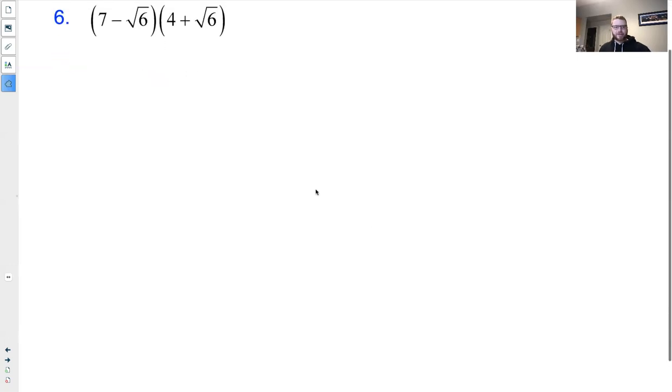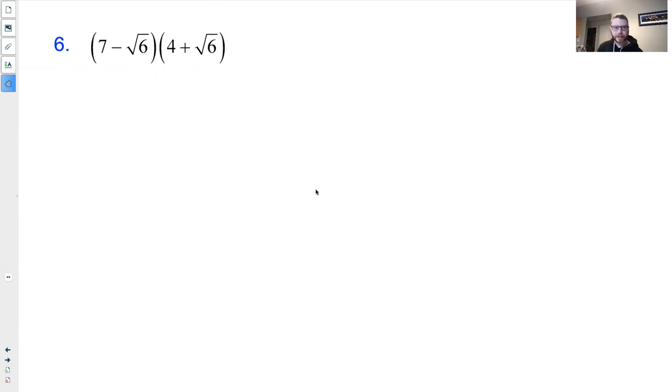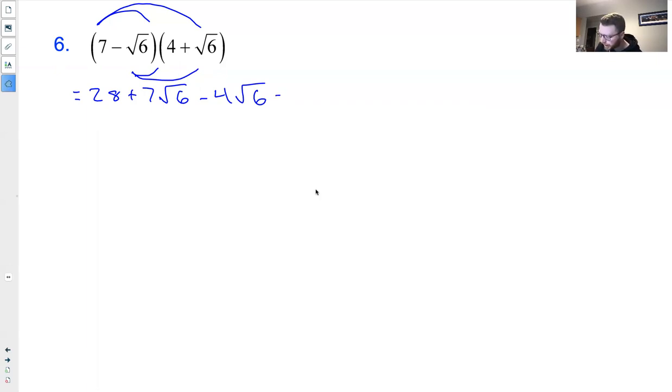So note that we have 2 terms in the first bracket and 2 terms in the second bracket. So we will use FOIL here. So 7 times 4 is equal to 28 plus 7 root 6. And then for my second term, I will have negative 4 root 6 and negative root 6 multiplied by positive root 6 will give me negative root 36. And that we can simplify.